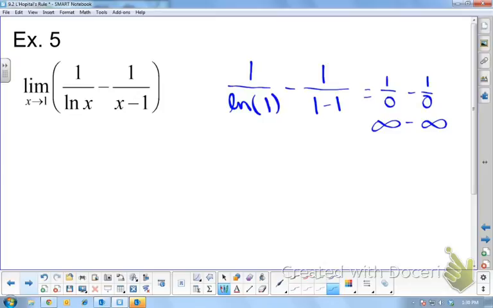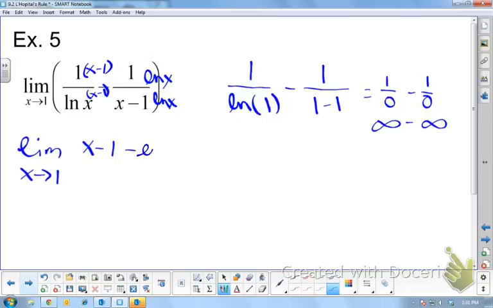So, if I'm going to find a common denominator, usually we just multiply each fraction by the other one's denominator. So what do I multiply 1 over ln x by? x minus 1 over x minus 1. And what do I multiply 1 over x minus 1 by? ln of x. So I get the limit as x approaches 1 of x minus 1 minus ln x over ln x times x minus 1.